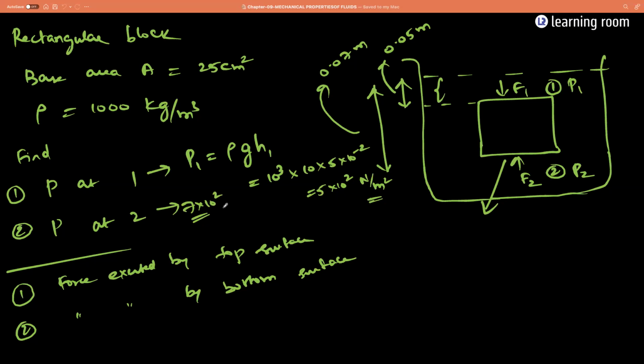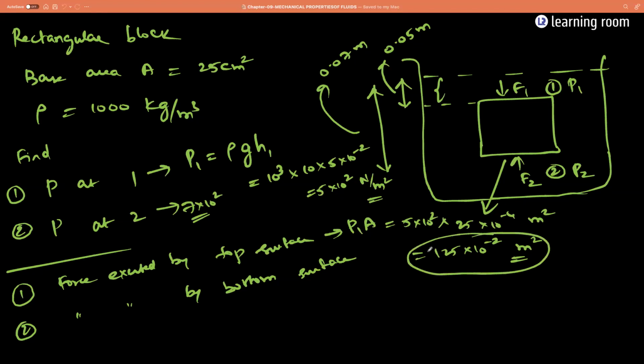So what is going to be the force exerted by the top surface? It will be pressure at point 1 into A. So that is going to be 5 into 10 power 2 into the area at the top, 25 centimeters square, so 25 into 10 power minus 4 meters square. So 5 into 25 is 125 into 10 power minus 2. That's the answer.